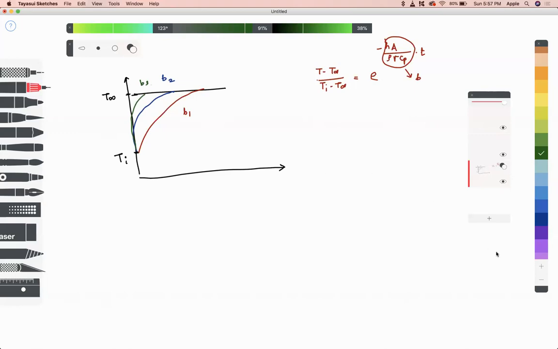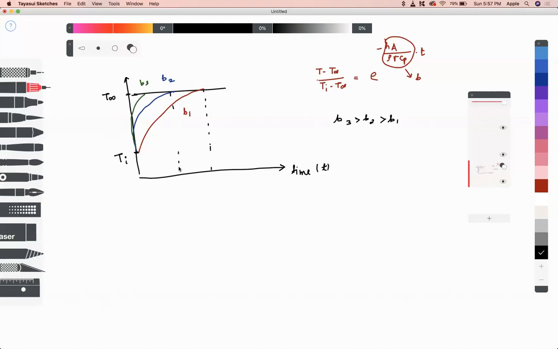Okay, b3 is greater than b2 is greater than b1, and these are all with respect to time. So you see here, this particular body which has a coefficient b1 will reach the T infinity temperature at time, let's say, T1. This will reach at T2 and this will reach at T3. And clearly from this graph, we can see that T1 is greater than T2 is greater than T3.